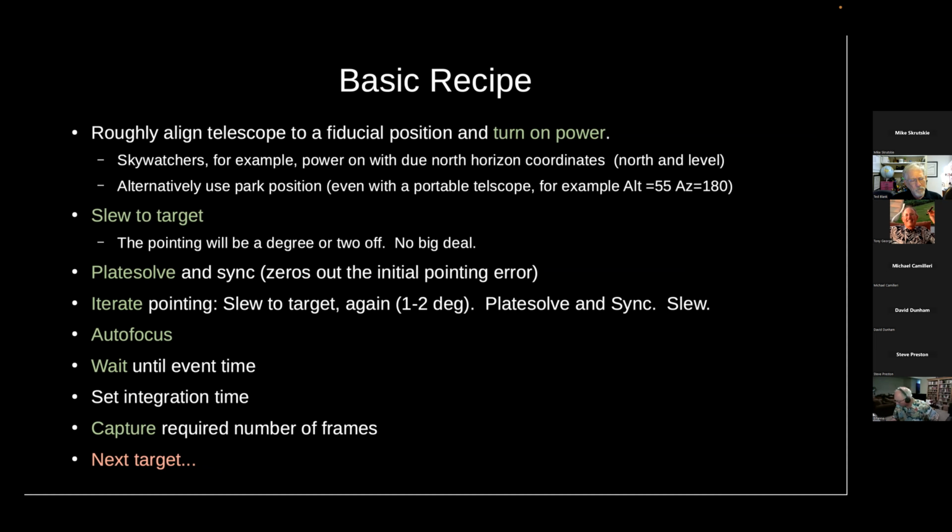And so, as I say, in the next line, you iterate the pointing. You're going to slew again, move that 1 to 2 degrees you were off, plate solve again. So you're refining the paddle solution for the telescope. And then, slew one more time to make up that last arc minute or two, and your star's dead center. You probably didn't even have to do that last step, but I always like to over iterate just to be sure I'm there.